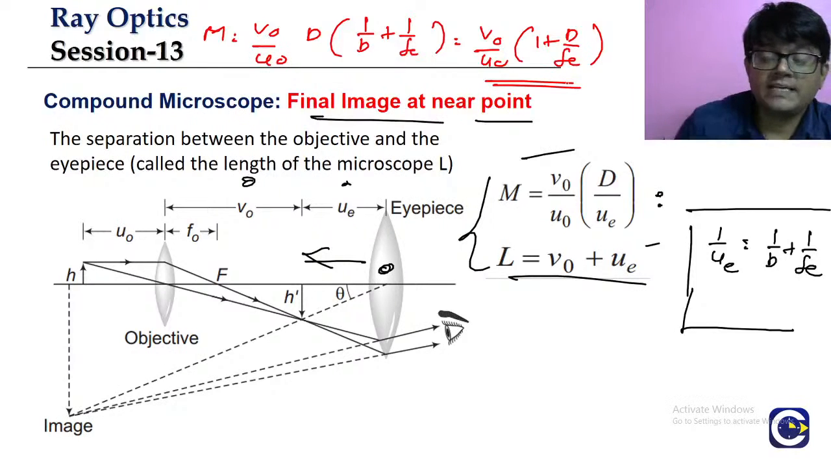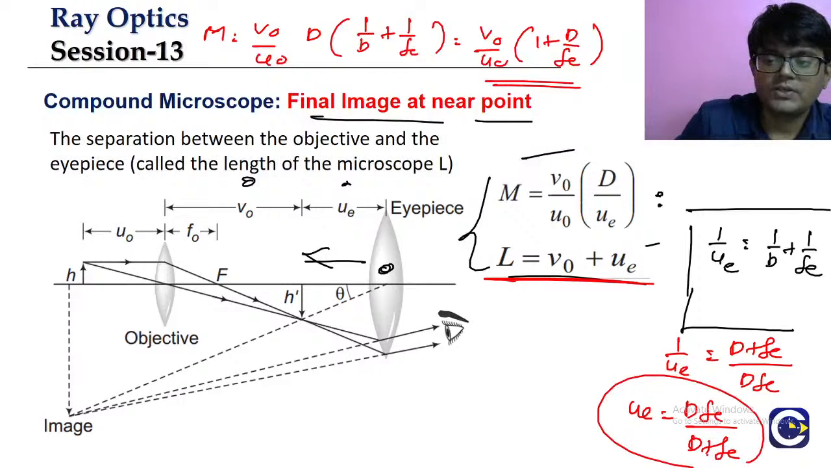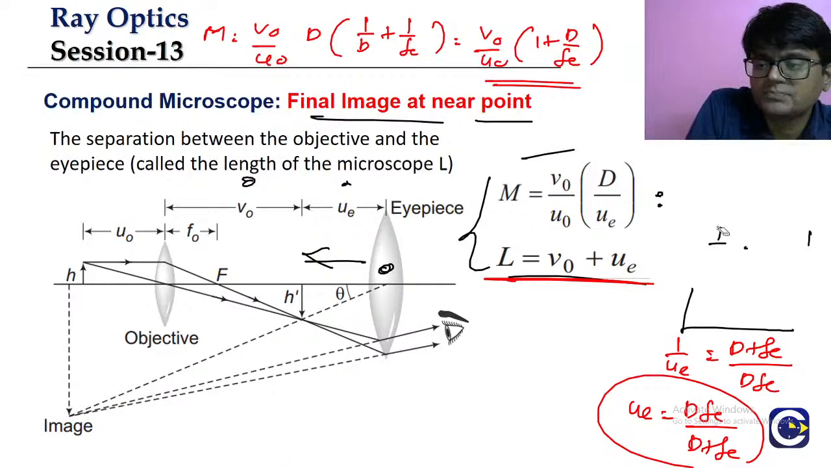And what about the length of the microscope? Length is VO plus UE. So from here, look at this. 1 by UE is equal to D plus FE by D into FE. Means UE will be D into FE by D plus FE. UE is D into FE by D plus FE. That's it. So we got the values.